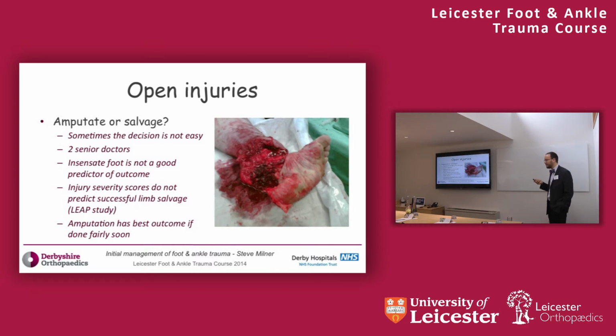Sadly, there's nothing that really predicts the outcome with limb salvage or amputation. Having an insensate foot doesn't necessarily predict unsuccessful limb salvage, and there's no injury severity score that really gives you a good indicator of whether you can salvage a limb. If you're going to do an amputation though, it's best done fairly soon, within the first week or 2.